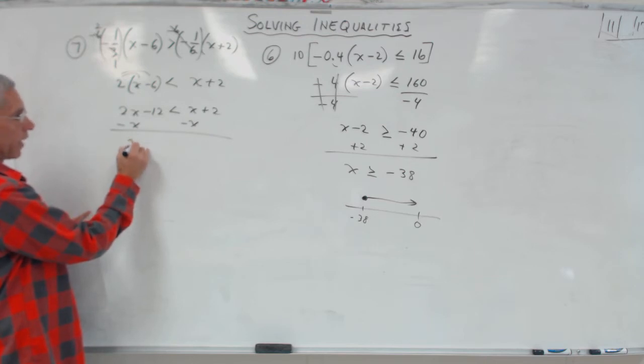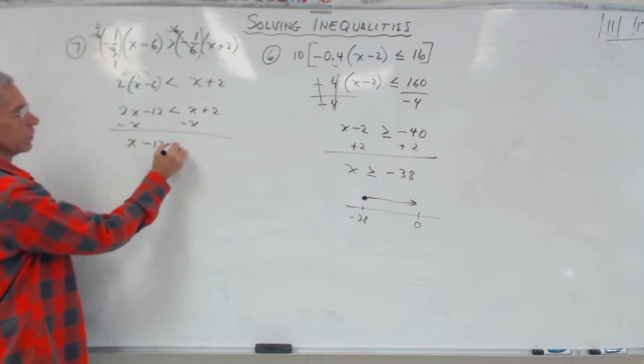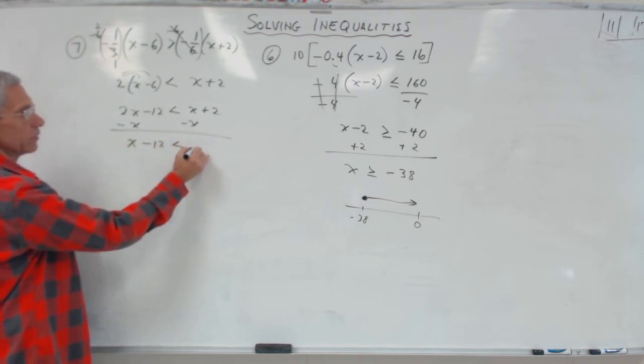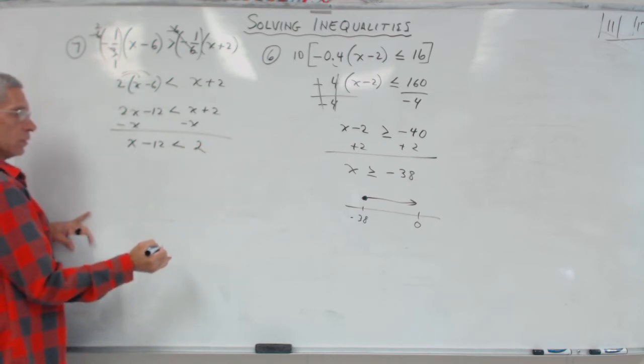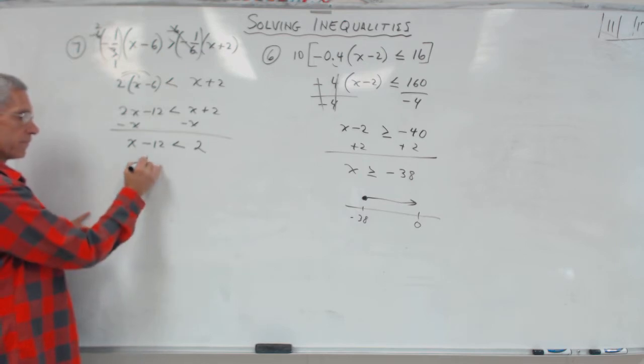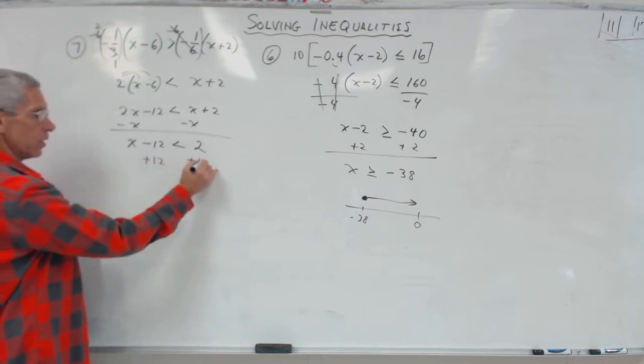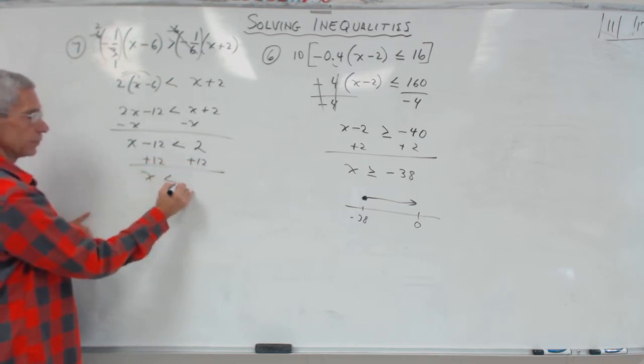So I've got x minus 12 is less than 2. Then you'd add 12. Plus 12. So you get x is less than 14.